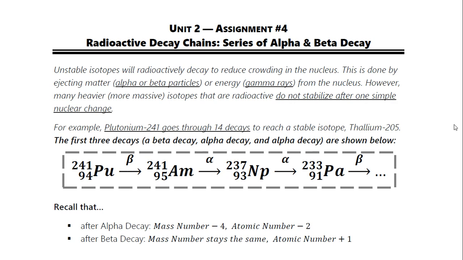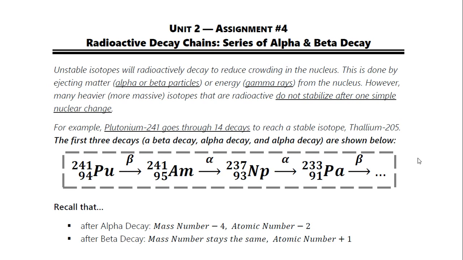Okay, so we're going to look at what's called a radioactive decay chain, where we end up emitting radiation multiple times and continually change the isotope until it becomes stable and stops changing. This usually includes quite a few steps, especially again for these bigger isotopes. So this example is plutonium, specifically plutonium-241. The first nuclear change it goes through is a beta decay, and then an alpha decay, and then an alpha decay, and then a beta decay, and it keeps on going and going until it reaches an isotope that is no longer radioactive.